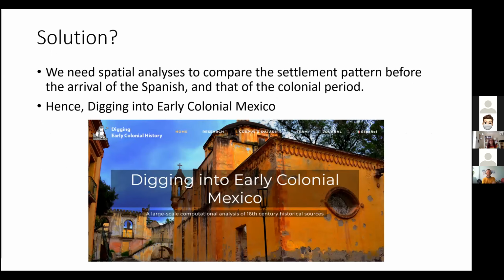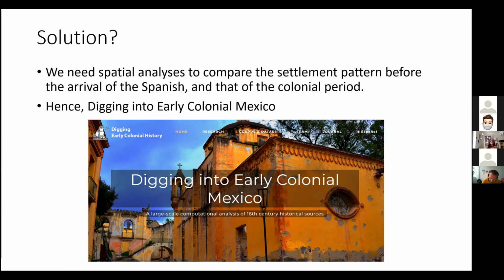So on one hand, we have strong evidence of the settlement patterns that Mesoamerican societies had before the arrival of the Spanish, and the National Institute of Anthropology and History in Mexico has recorded the majority of this evidence in a geographic information system format. But up to our project, there has never been an attempt to map those places that are mentioned in historical sources for the colonial period and actually to carry out a comparison between these two.